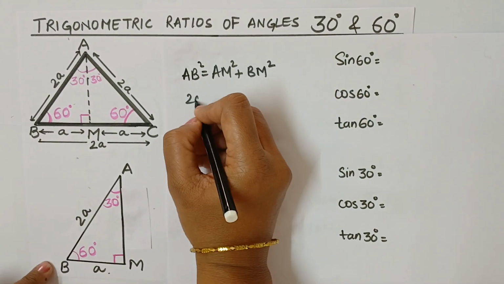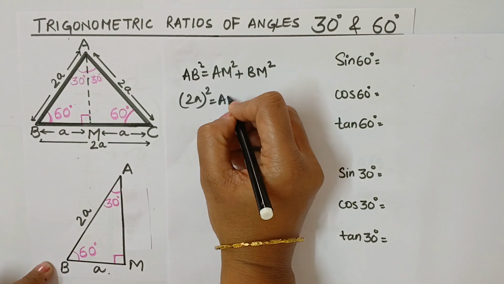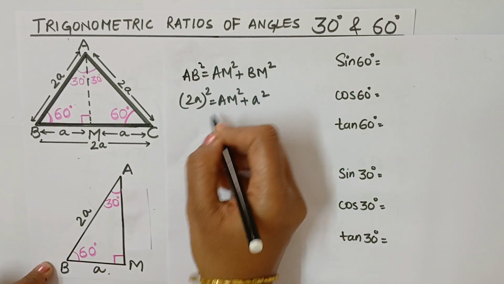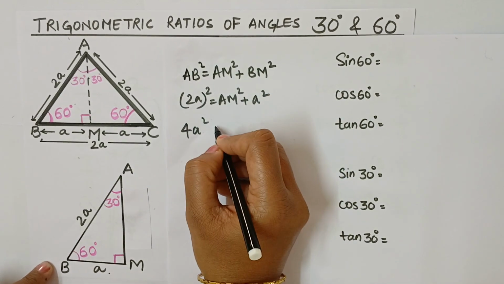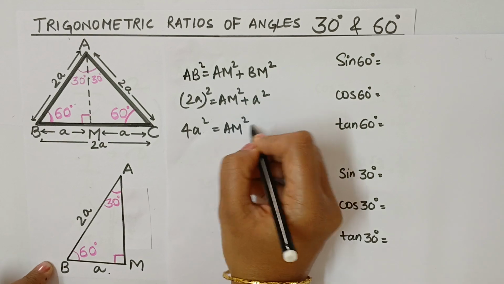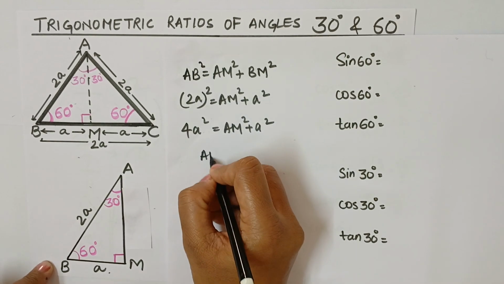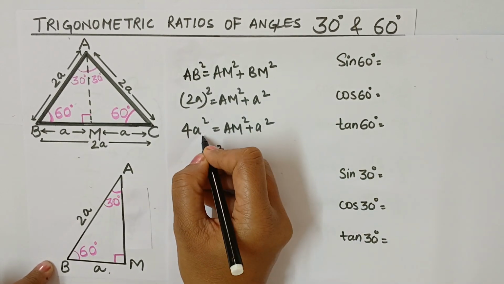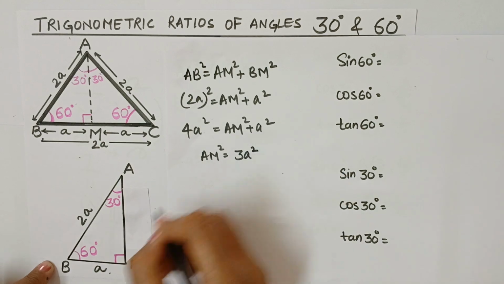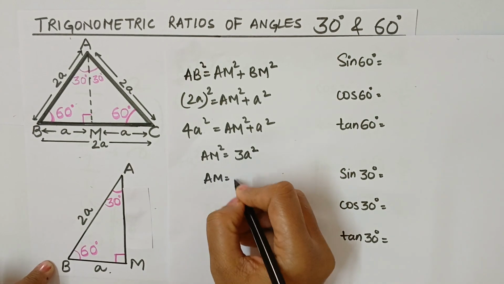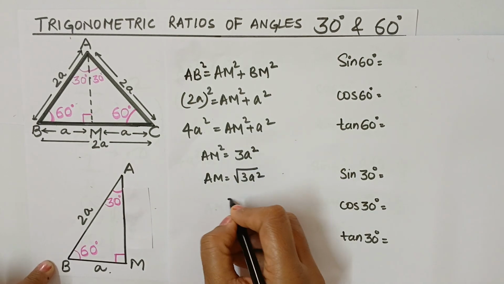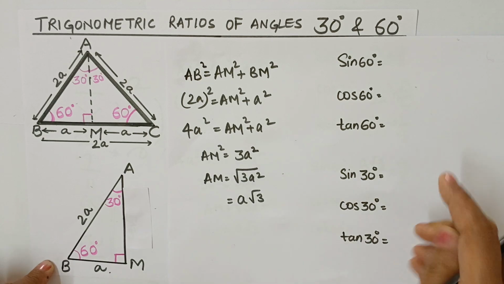Now AB is 2a. From here we are going to find the value of AM square, which is equal to 4a square minus a square, so we will get 3a square. Then AM will be the square root of 3a square, which is equal to a root 3.